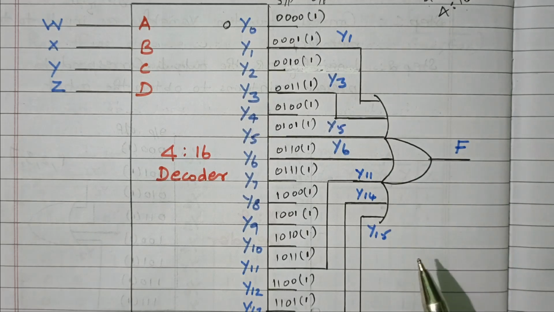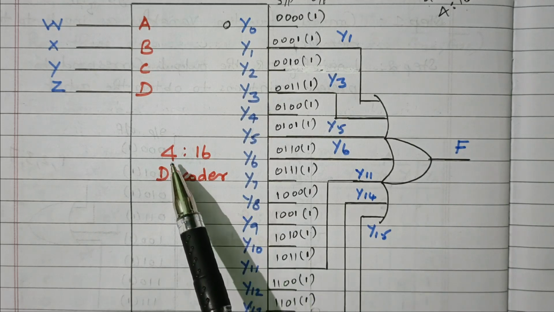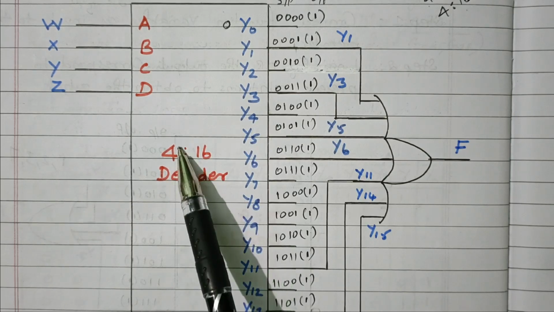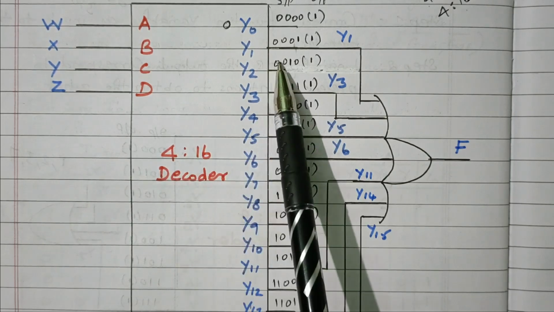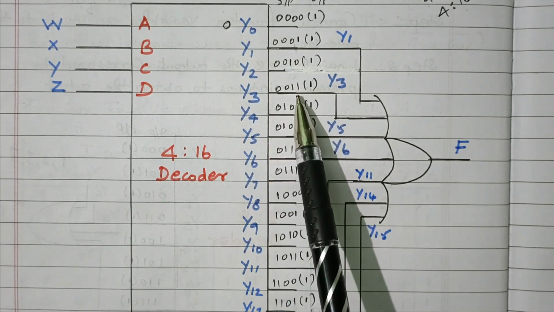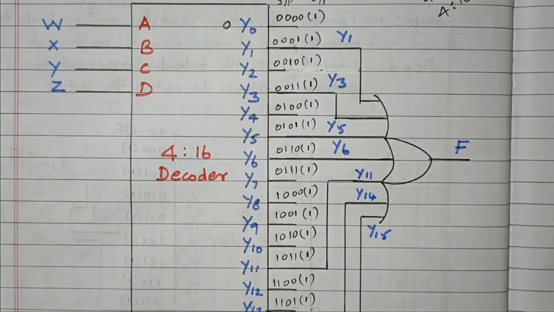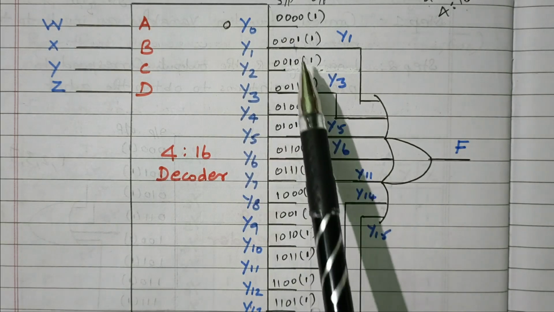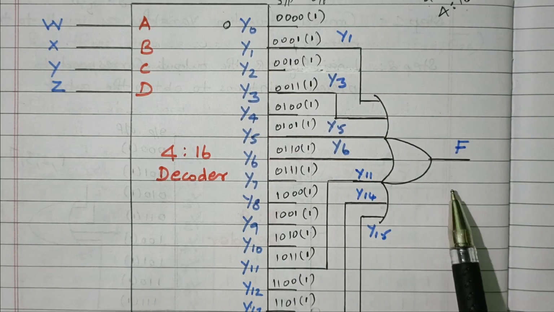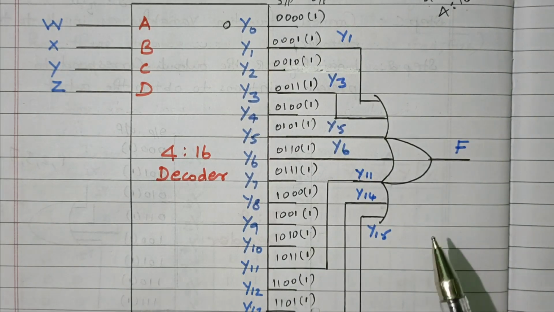So in this video we discussed how to implement the given Boolean function using a decoder. We used the 4 input, 16 output decoder, with 16 different outputs. Based on the 4 input values, that is 0, 0, 0, 0, or 0, 0, 0, 1, 0, 0, 1, 1, like that, we get 16 combinations of output. In that, the required terms are connected using an OR gate and we get the final Boolean function.